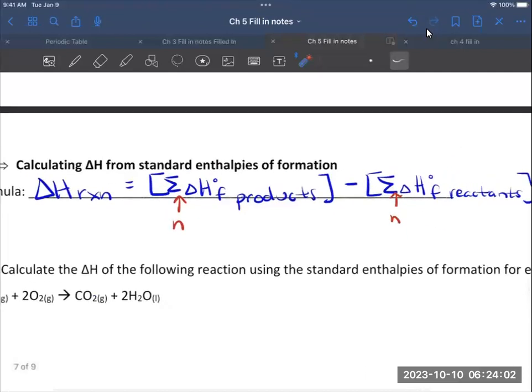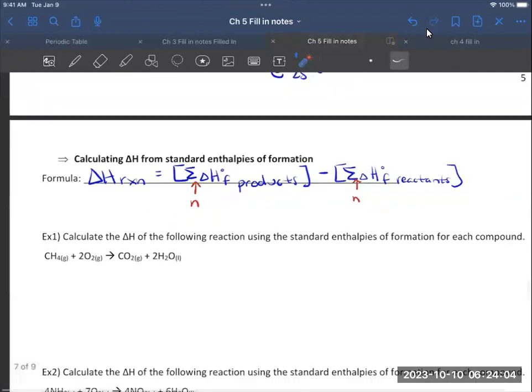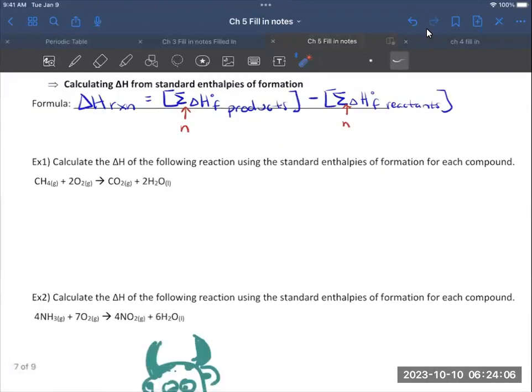So we'll walk through an example of what this looks like. Calculate the delta H of reaction for the following reaction using the standard enthalpies of formation. That's your delta H of formation for each compound listed here. So keep in mind, these are the reactants, these are the products. Take a look at the order it comes in. So we're going to do the products minus the reactants here.